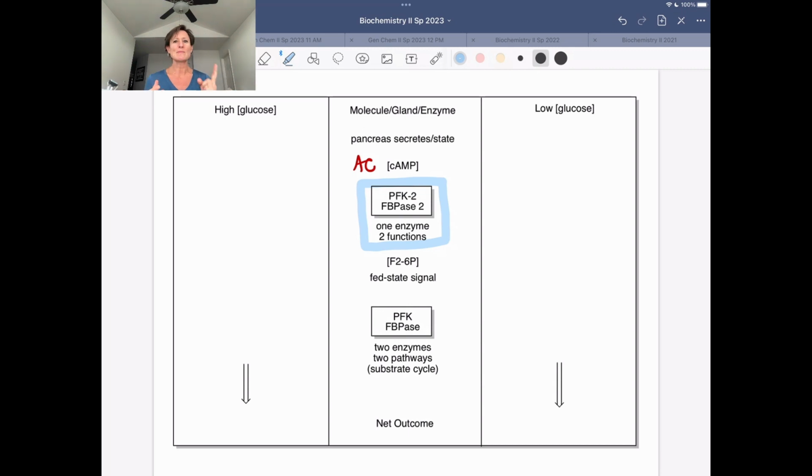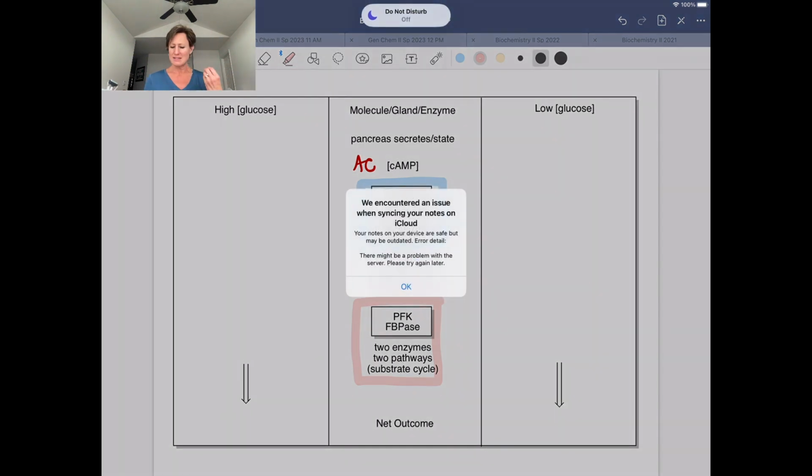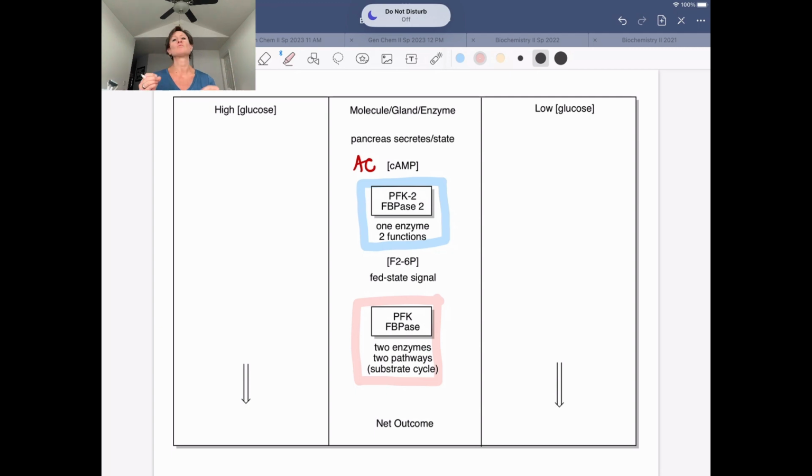Remembering they're not operational at the same time. Only one side is open at a time, but we're going to ask which side is open, and so what is it doing? Ultimately, what that side is doing is going to determine the concentration of F26P, remembering that F26P is a fed state signal. And then we're going to ask what is happening with PFK and FBPase? Again, noting that even though these are two different enzymes, they are never going to be both active at the same time because we are not going to be actively doing glycolysis and gluconeogenesis at the same time. And always with these charts, we want to be coupling a signal with a net outcome. What are we doing with that signal? How are we remedying that situation?